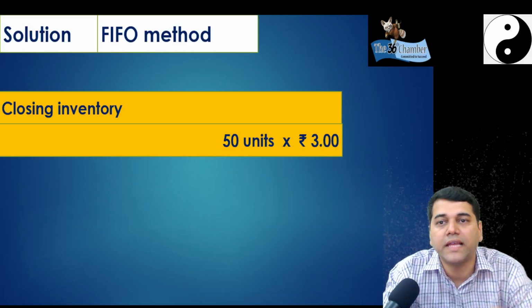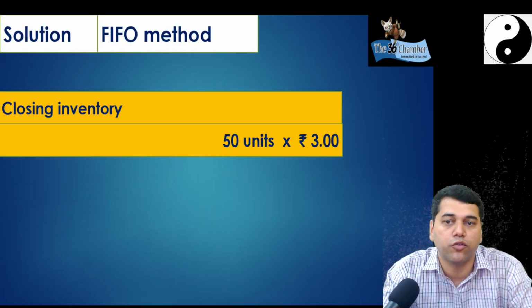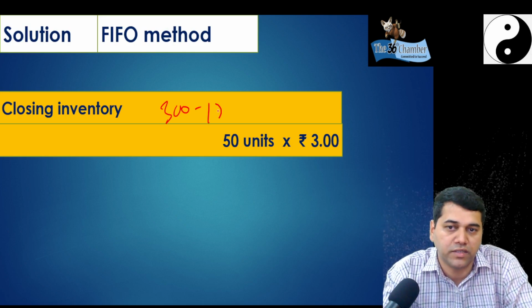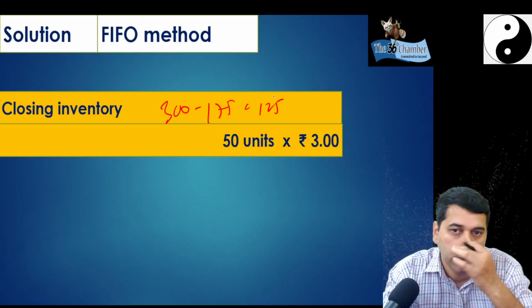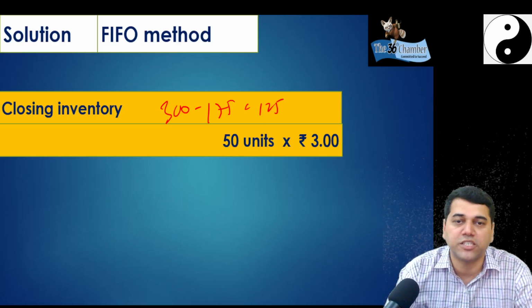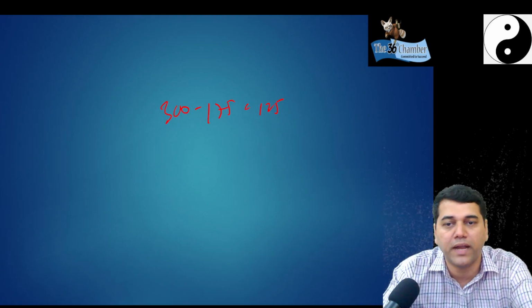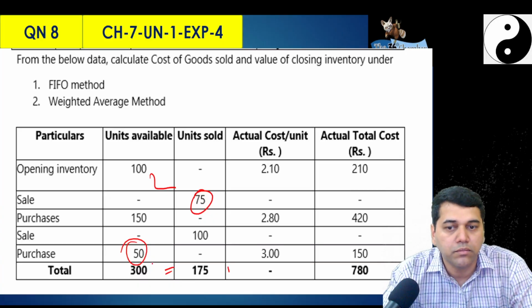First, we will calculate the FIFO method. What is my total number of closing inventory? 300 minus 175 is equal to 125. This 125 is coming from the latest purchase. So how much is my latest purchase? If I go back, the latest purchase is 50, but I have got 125.